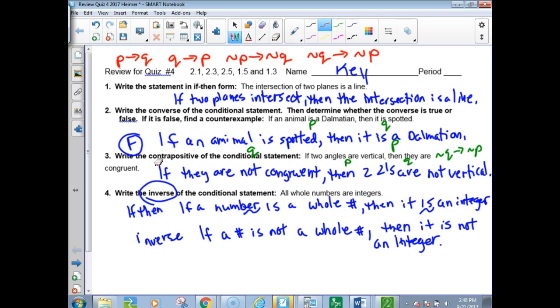Okay, it asks you to determine the truth value. Next one says, write the contrapositive of if two angles are vertical, then they are congruent. So I have to do the contrapositive, which means I have to do the negation of both the hypothesis and conclusion and flop it. So I have to say if they are not congruent, then two angles aren't vertical. Okay.